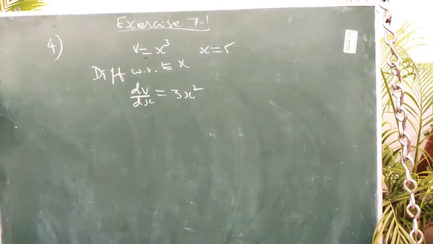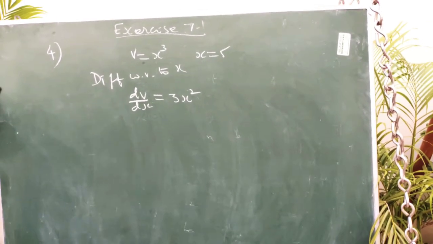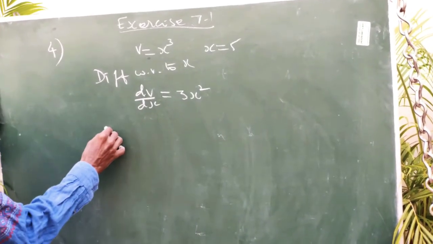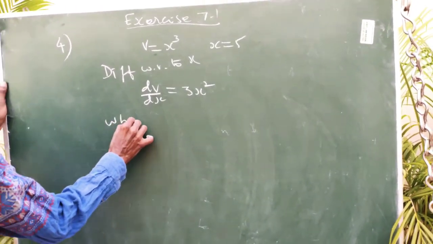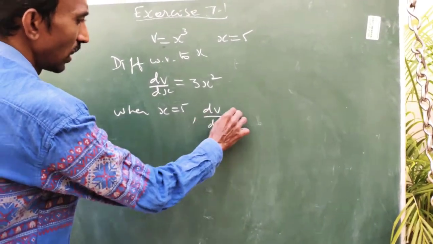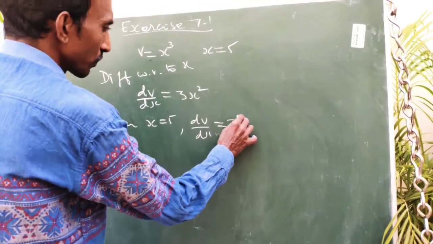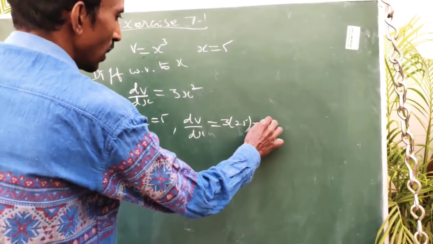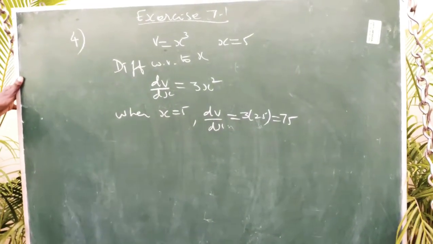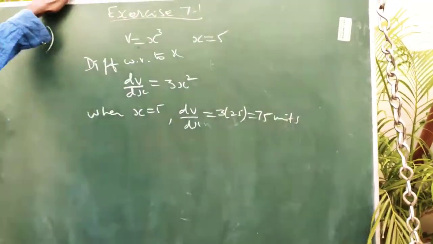Here they are asking the rate of change of volume when x equals 5. So when x equals 5, dv by dx equals 3 into 5 square, 25, so 75. Here the exact unit is not given, we have to put units, that's all.